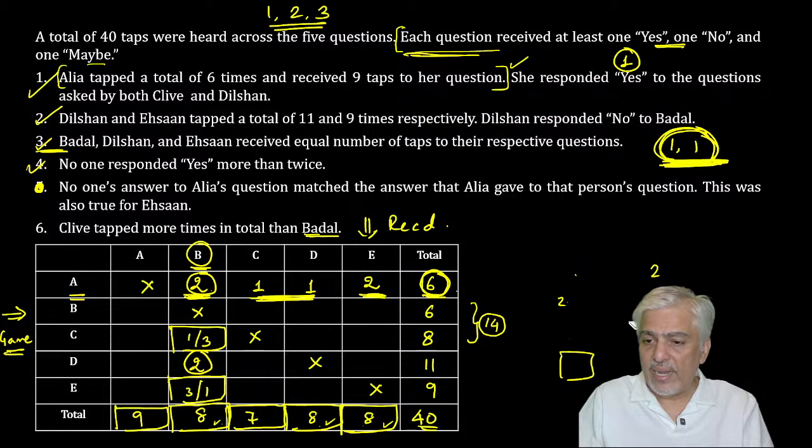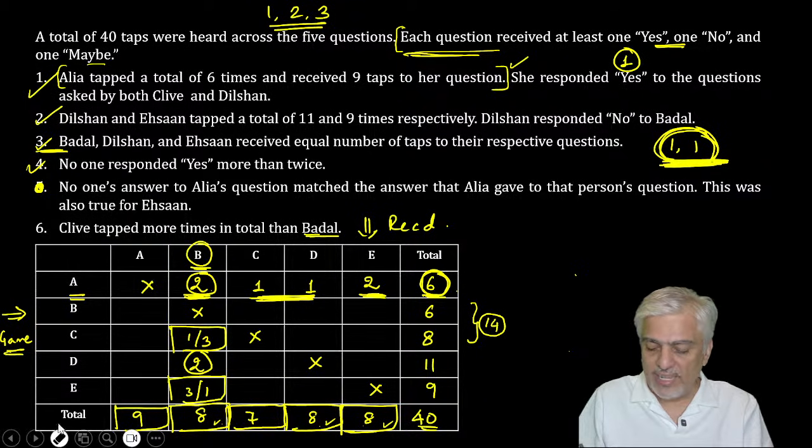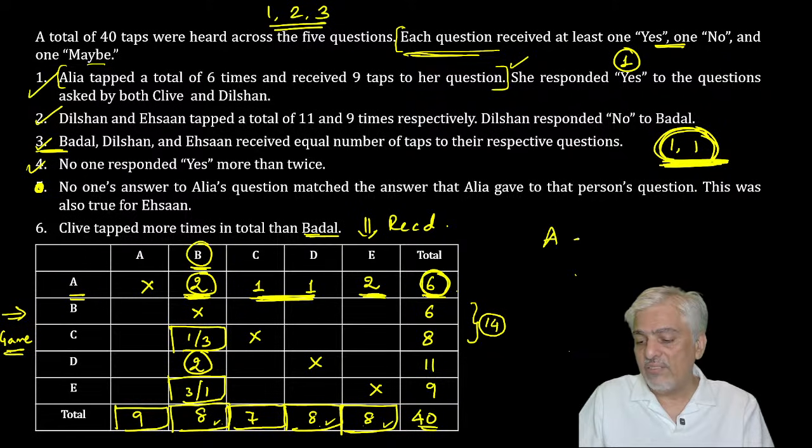Tell me quickly. Alia will repeat which number? 3, no? Because if she has to reach a total of 9, Alia will have a 1, 1, 2, 1, 3 and one more 3. Only then she'll reach 9. Tell me what about Badal?